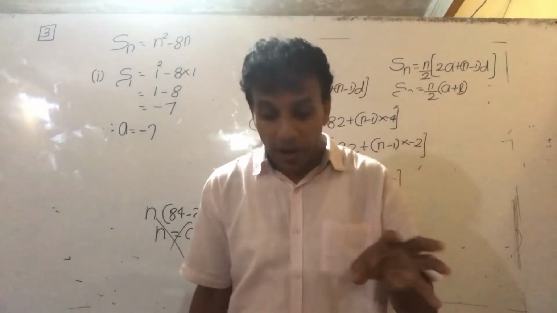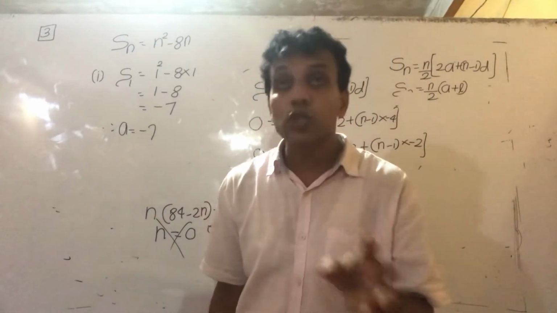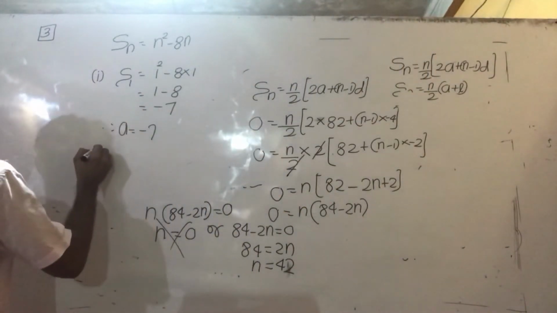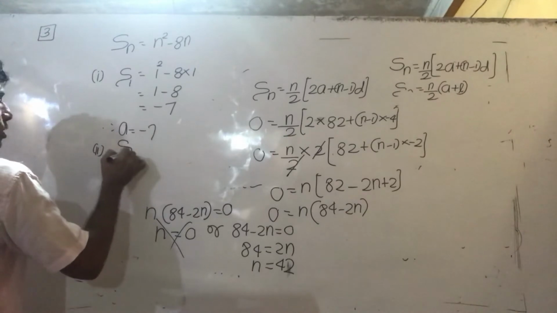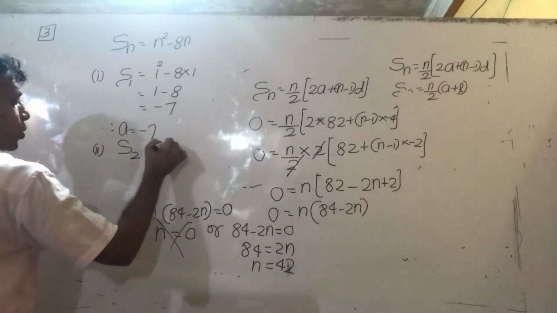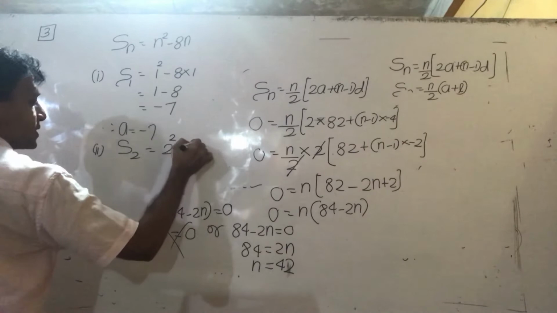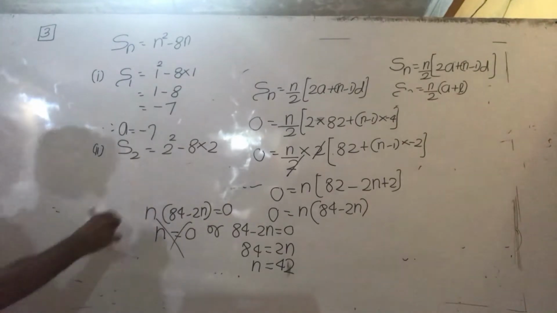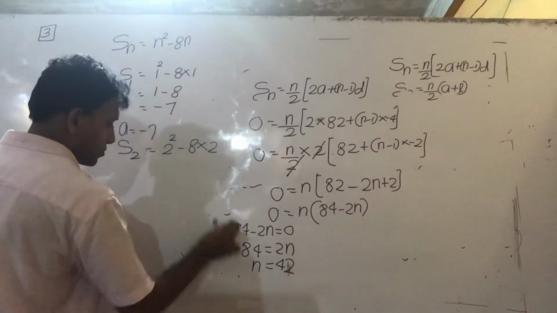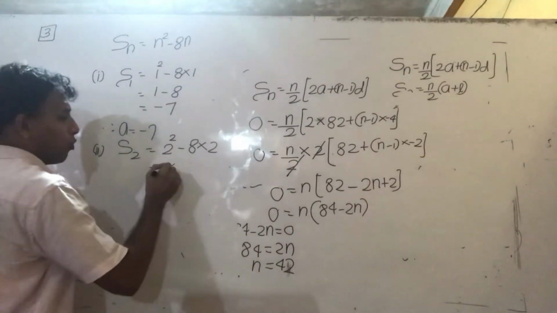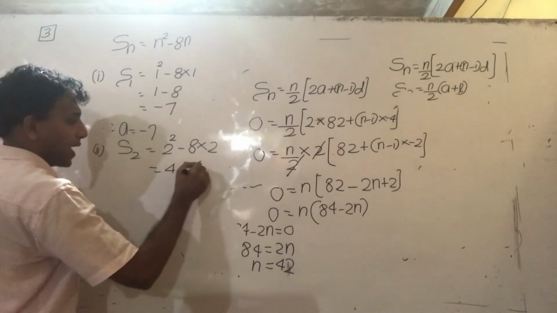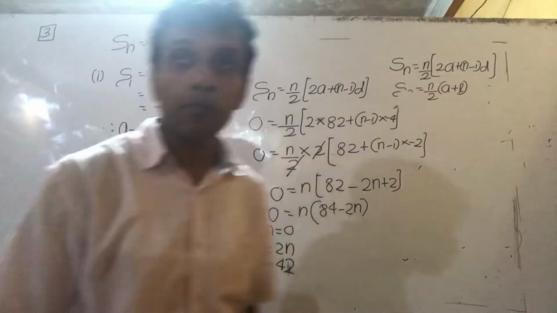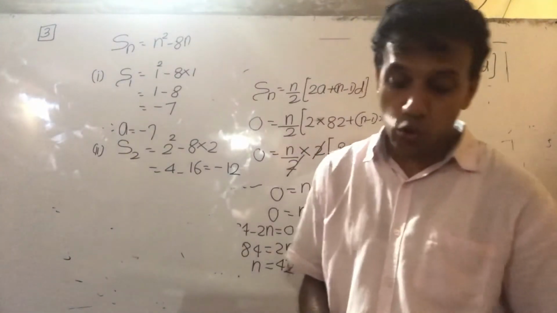Second part, find the sum of the first two numbers. So put n for 2. S2 equals 2 square minus 8 times 2. And simplify this. Sum of two numbers. 4 minus 16. What is that? Minus 12. Minus 12, sum of two numbers, minus 12.